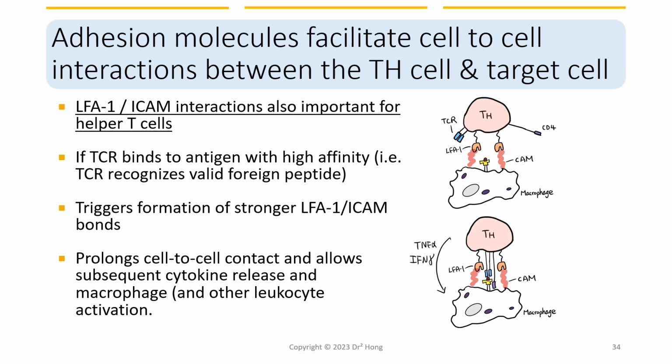Now these interactions are usually, again, very loose. It's not specific. But if a macrophage is presenting a particular antigen that is matching with the T cell receptors on the Th helper cells, it is going to have higher affinity binding and trigger stronger formation between the integrin and ICAM. And this prolonged cell-to-cell contact is going to allow subsequent cytokine release and activate the macrophage.